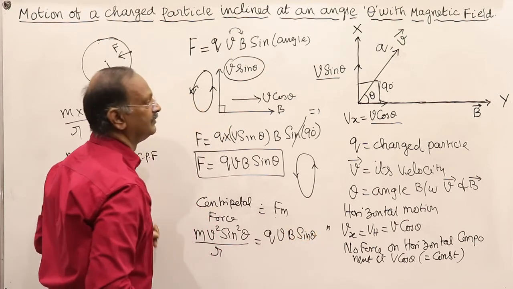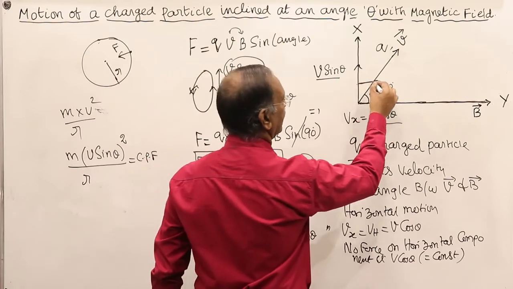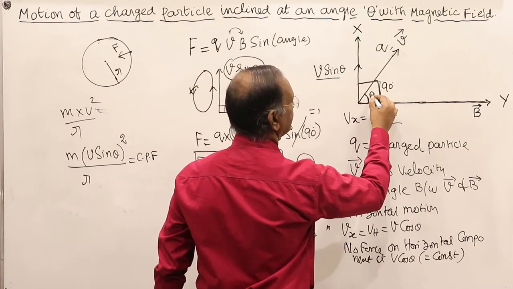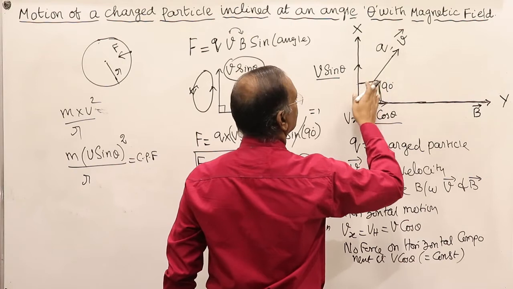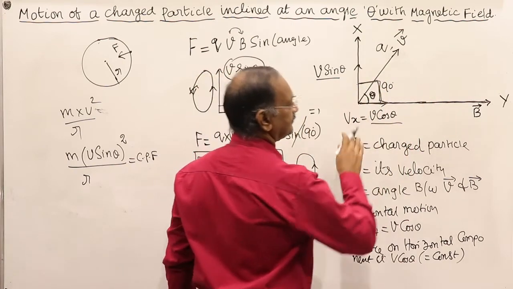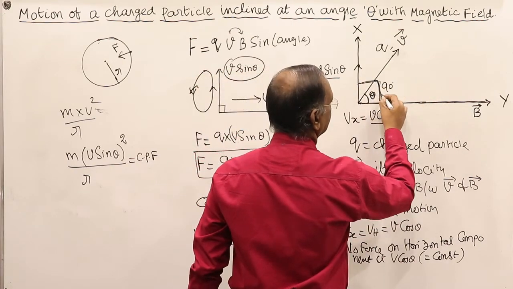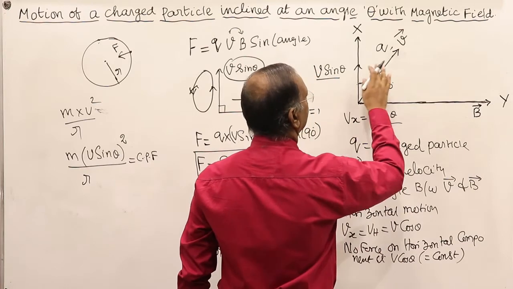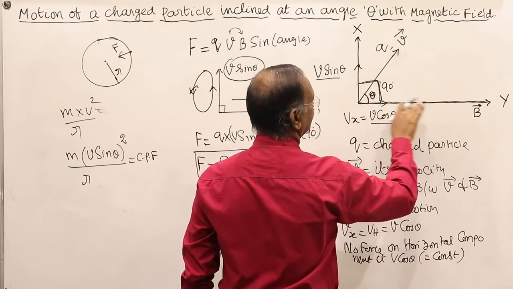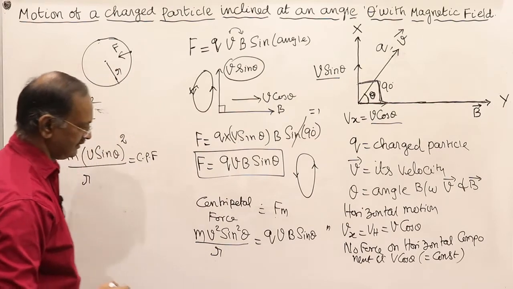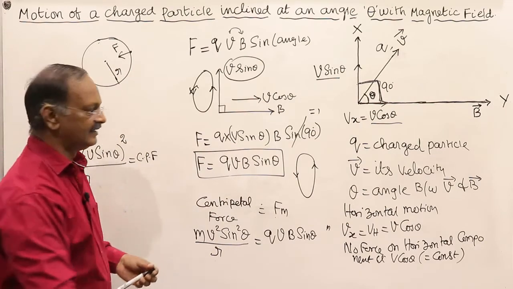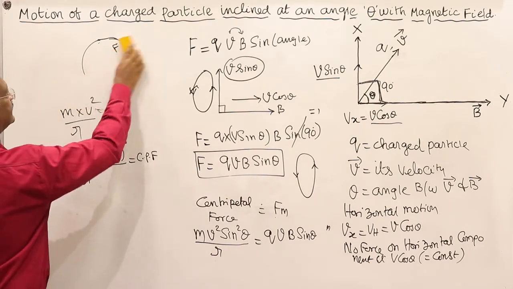Here, don't confuse this angle with this angle. This is the angle made by the moving particle with the magnetic field, and this is the angle made by the vertical component of v with B. With this we can calculate the radius.